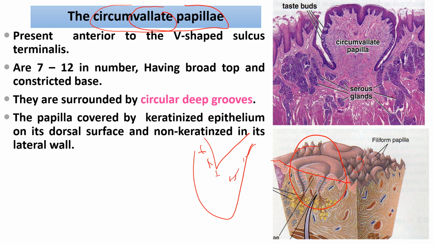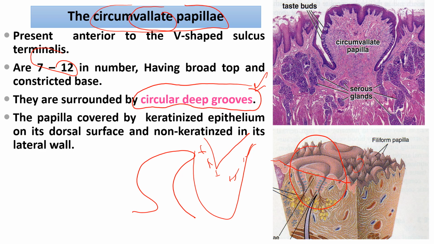Their number is very few. They are 7 to 12 in number. They are similar to the fungiform papillae. They have a constricted base and wide apex. But the difference here is that this is a deeper one. It is surrounded by a circular deep groove. It is like a valley. This papilla is surrounded by a circular deep groove.